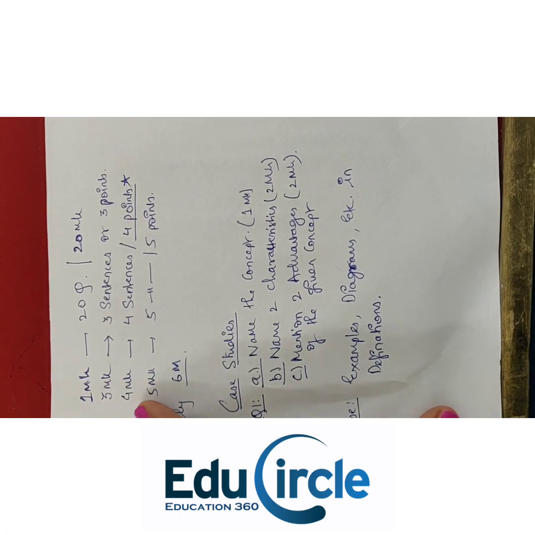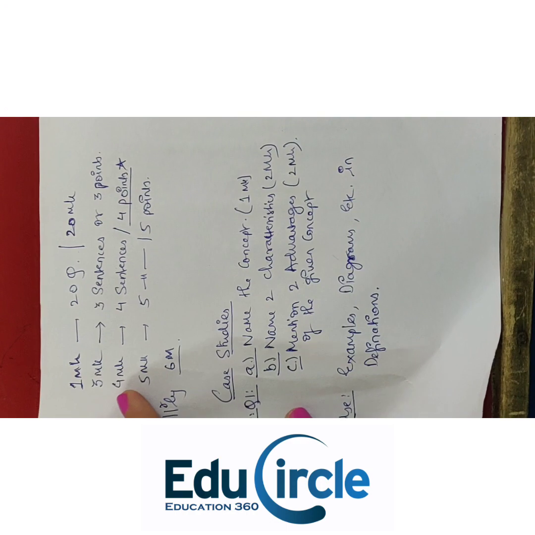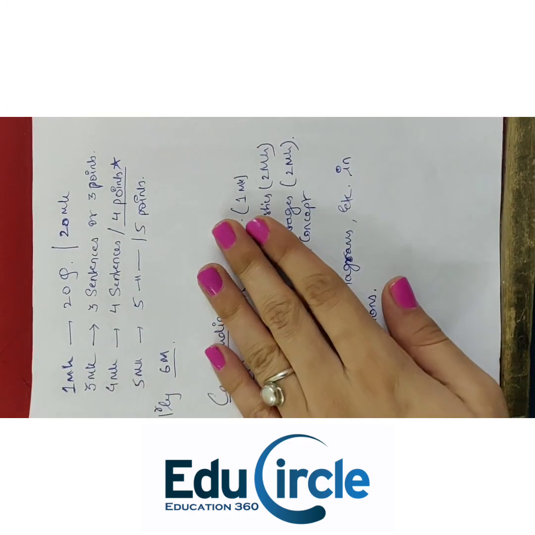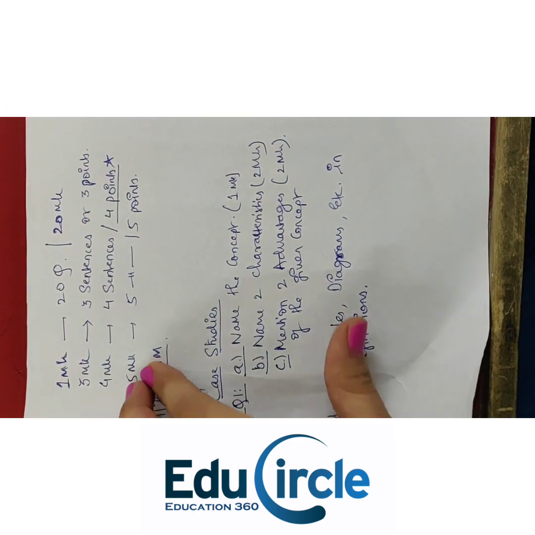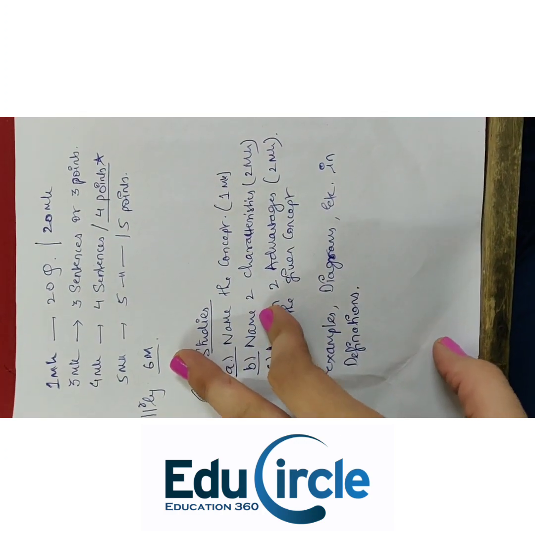For 4 marks, similarly we should write either 4 sentences or 4 points. This is the case of theoretical questions, not case studies. For 5 marks we should write 5 sentences or 5 points. Similarly for 6 marks.